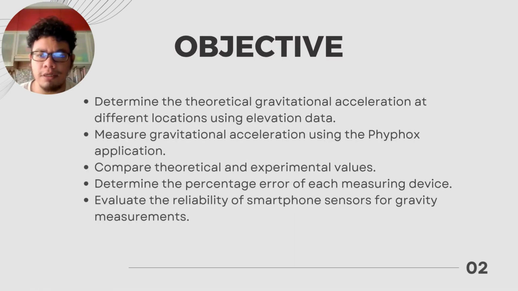So next is the objective. Our group objective is, first, to determine the theoretical gravitational acceleration at different locations using the elevation data. Next, to measure the gravitational acceleration using the Phyphox application. Third, to compare theoretical and experimental values. Next, to determine the percentage error of each measured device. And lastly, to evaluate the reliability of the smartphone sensor for gravitational measurement.